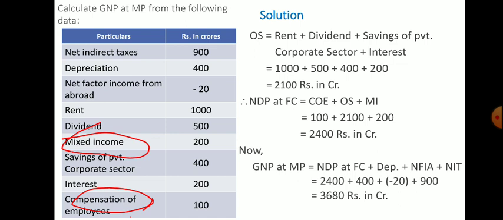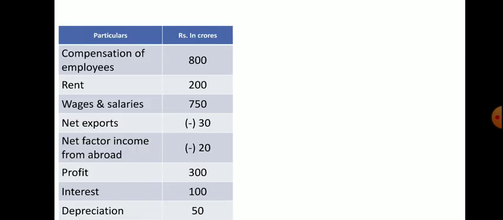So in this way you have to calculate. If it is given that you have to calculate national income, then you find out NNP at FC. Suppose you have to calculate GDP at MP, then convert that NDP at FC into GDP at MP. Means first of all you find out NDP at FC and then you convert it into the aggregate that is asked for in the question. This is the second example.